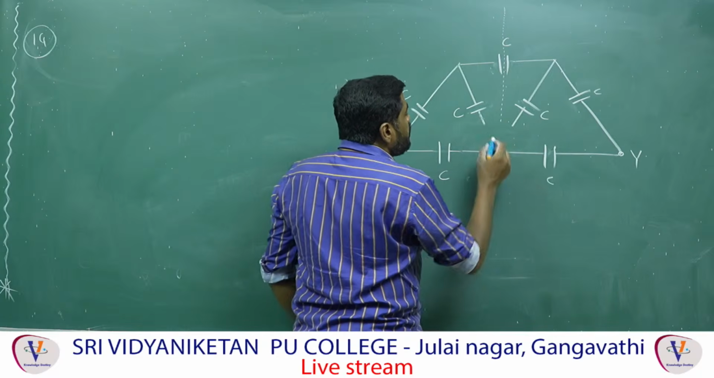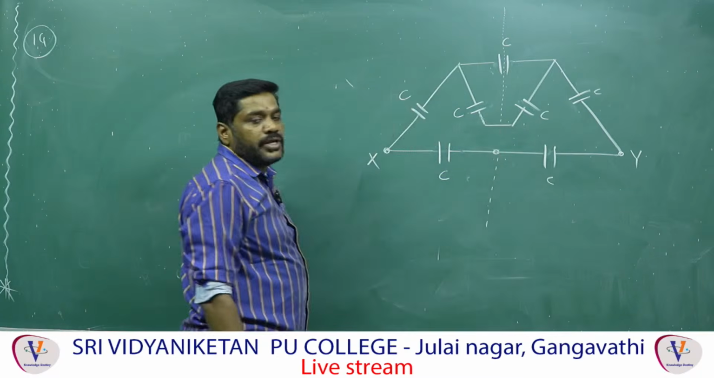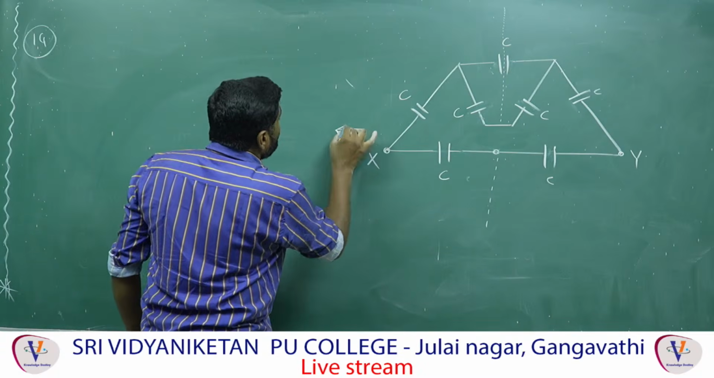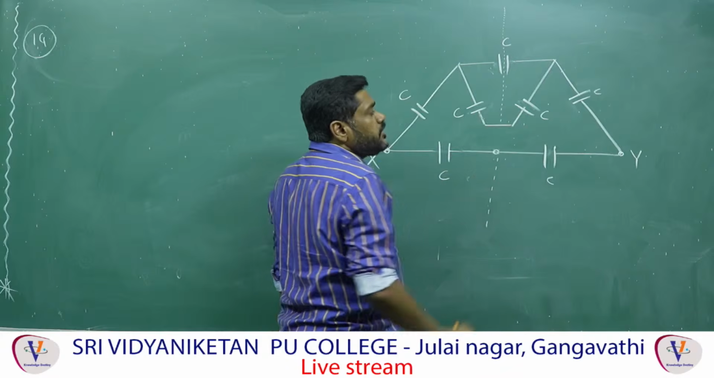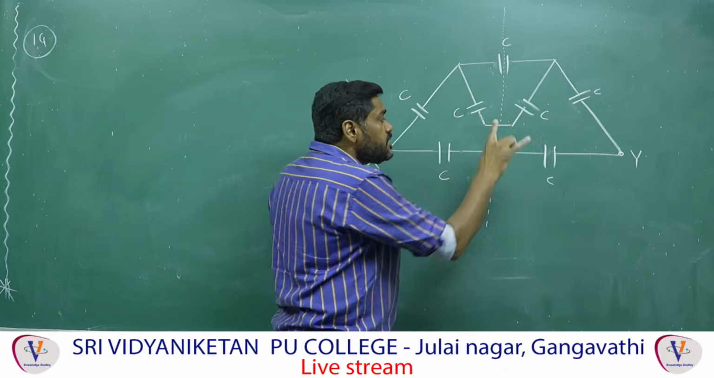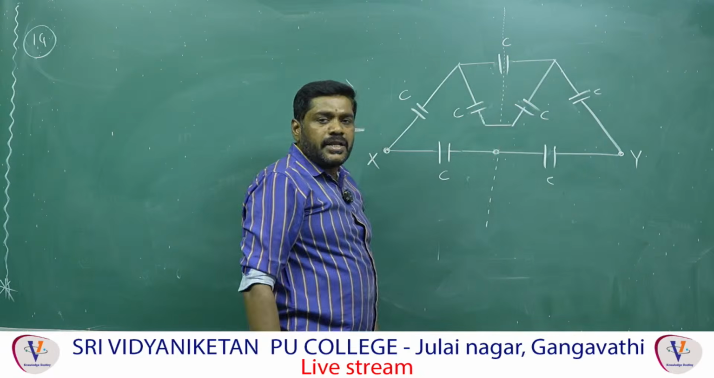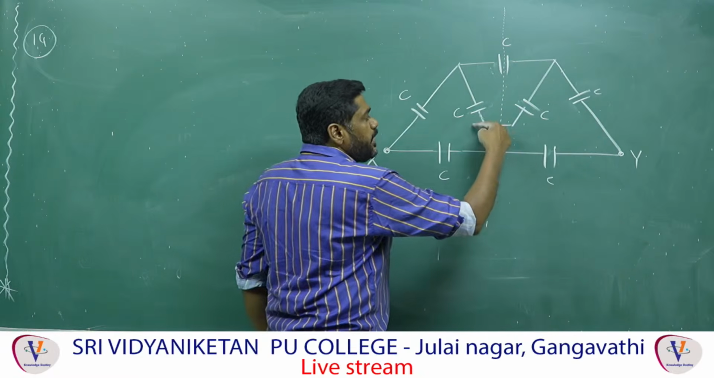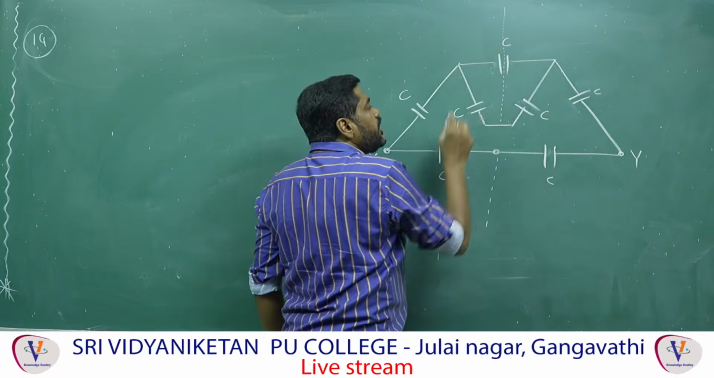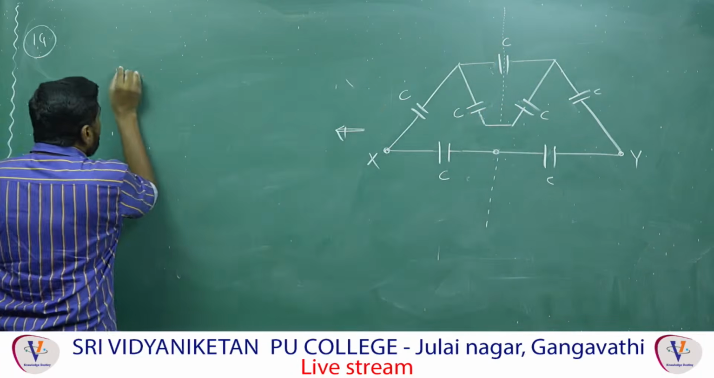Now these two become what? In series only. Therefore the new diagram becomes: here C and C both are in series, which means C by 2. C by 2 and C again are in parallel, right or not? So this C by 2 series combination is again in parallel with the C. Therefore now the final diagram we are getting like this.